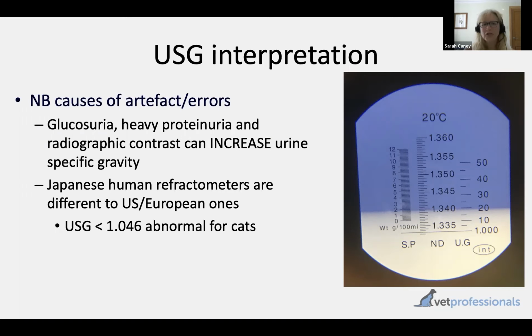Also, just on the off chance that anyone from Japan ever chooses to listen to this webinar, their refractometers are different. The human refractometers are designed for the Japanese population, so they have slightly different measurements. It is known from some studies that have been done that we need to use a different cutoff point for our cats if using a Japanese refractometer, which is 1046.